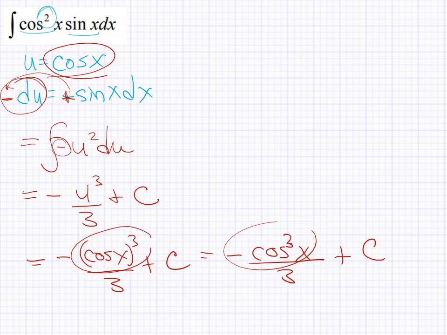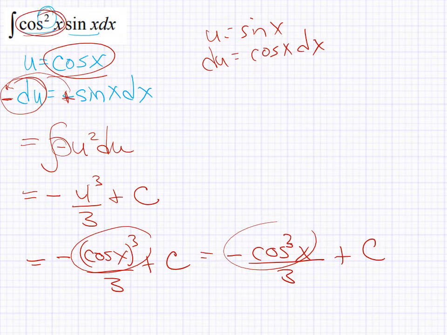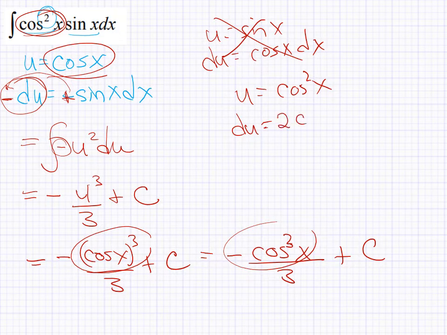A couple other options you could have done here would be that you let u equal sine x. The problem with that would have been that the derivative is cosine x dx. But you don't have just a cosine x, you have a cosine squared, so that's not going to work. Another option is that u could have been cosine squared x. The problem there is that the derivative for that's even more complicated. That's a chain rule problem. You do the outside first, which is the power, and then you have to multiply by the derivative of the inside function.